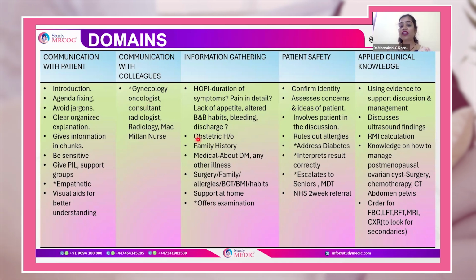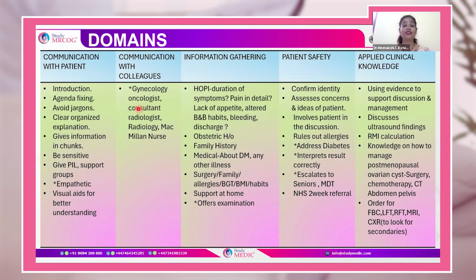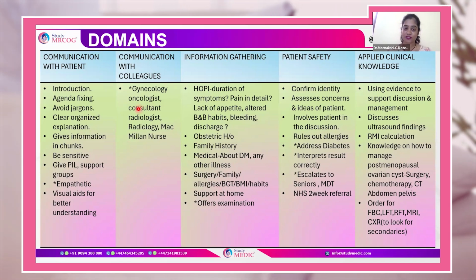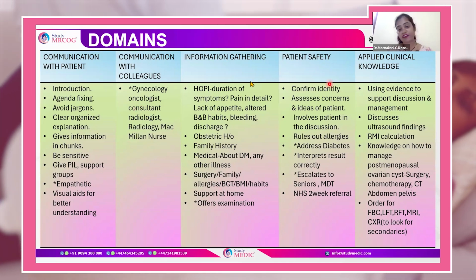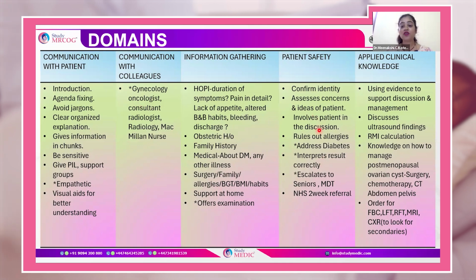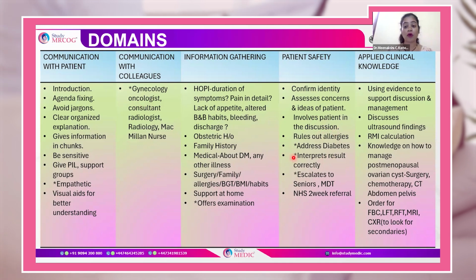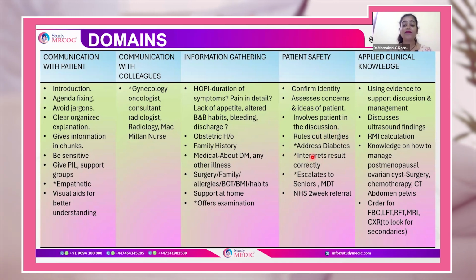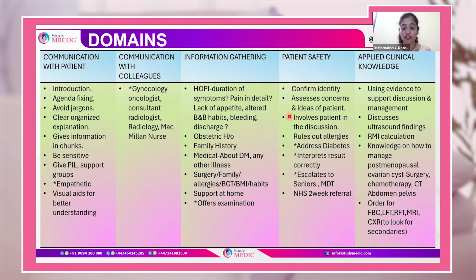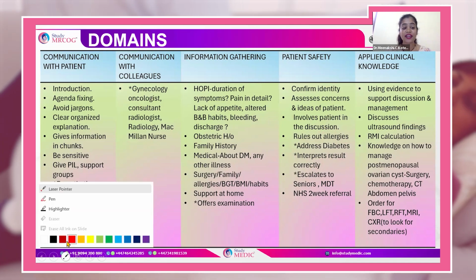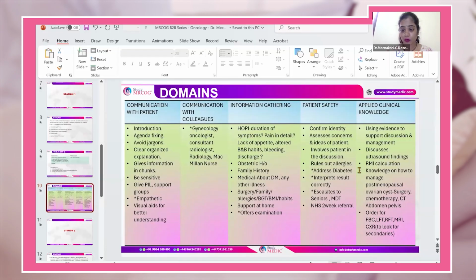If you don't involve the MDT, then the entire station could be gone in terms of patient safety as well, because escalating to the MDT is not just communication with colleagues, but it is also patient safety. And information gathering, as we've just discussed, take the entire history template. It is very important. And then patient safety, as you all know, we have to rule out allergies. That is very important. And if she's got any kind of comorbidities, we need to check that as well. And interpreting the result correctly is again very important, whatever the reports are given to you. And then escalating to the seniors, escalating to the MDT, all of this is very important.